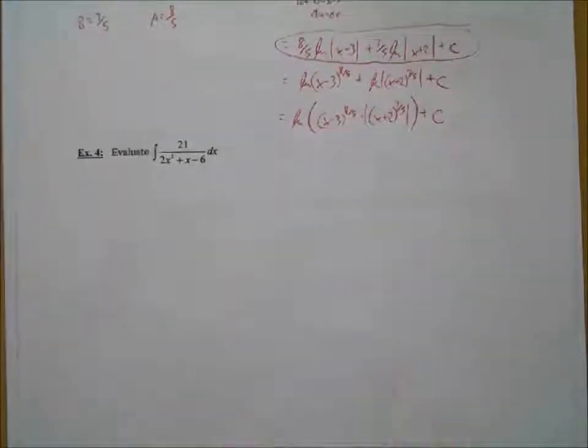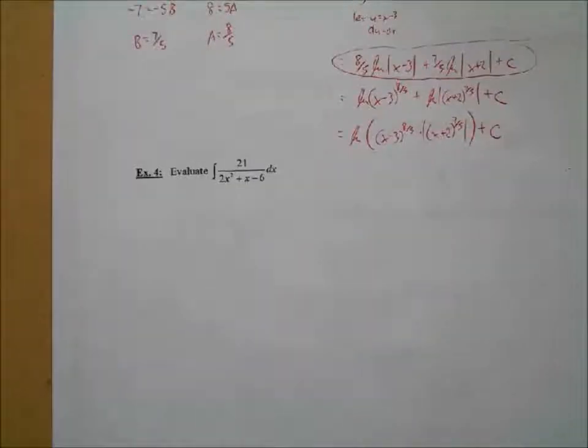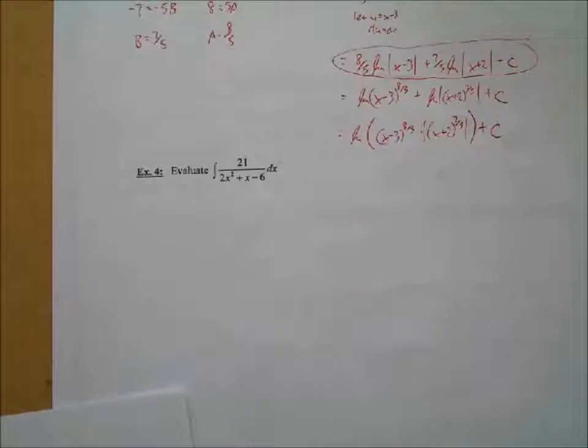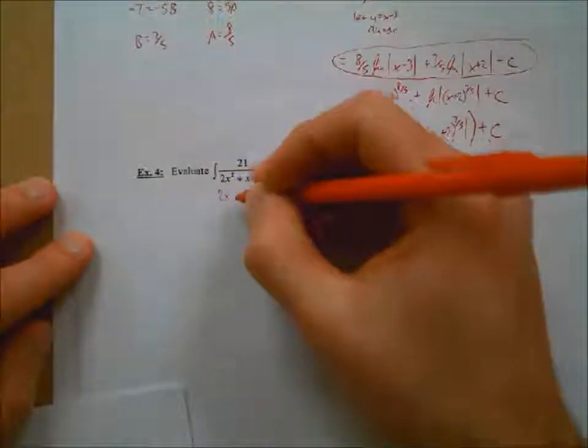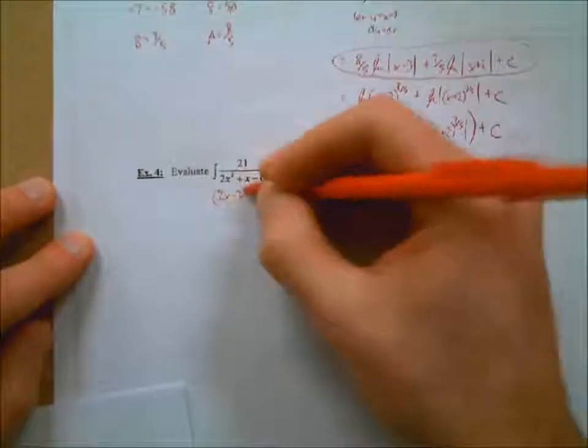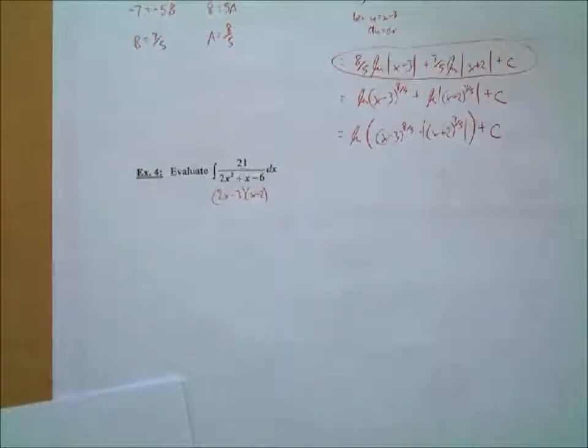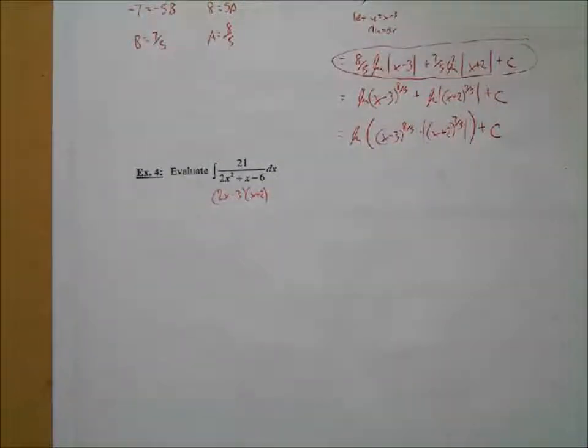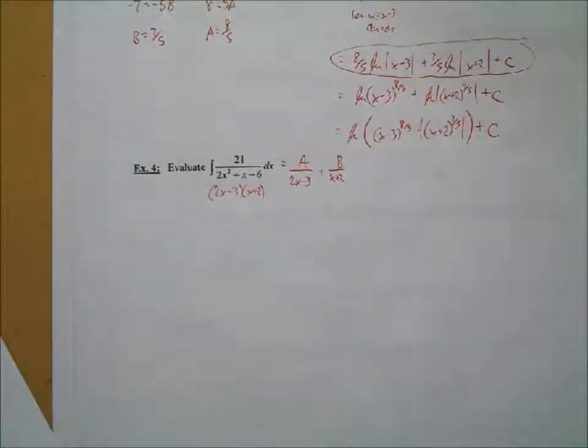Why don't you guys give this one a try? I think I've beat this enough into you now, right? No, I haven't? Give it a try. It does factor. I'll get you started, right? So it factors to 2x minus 3, x plus 2. All right, so give it a try there. Okay, so I'll give you that much.